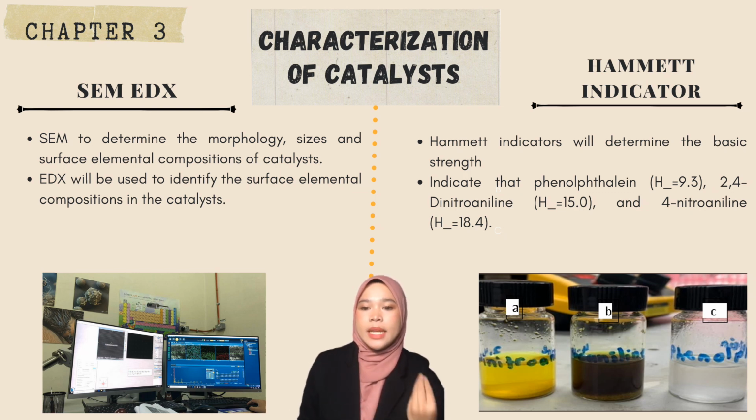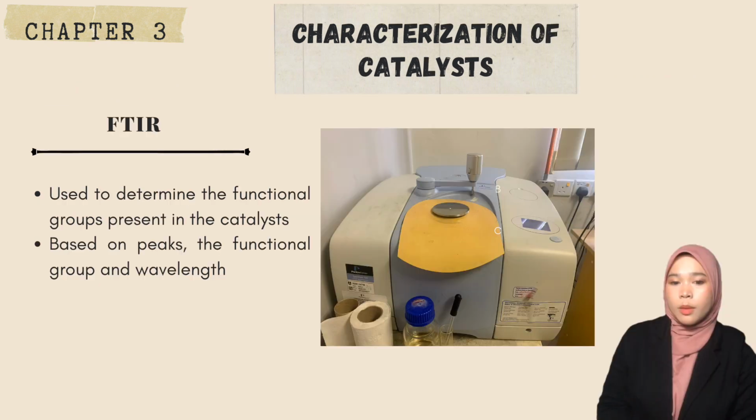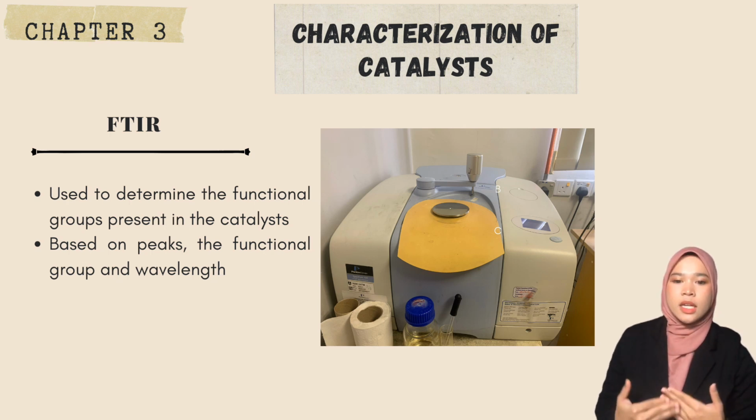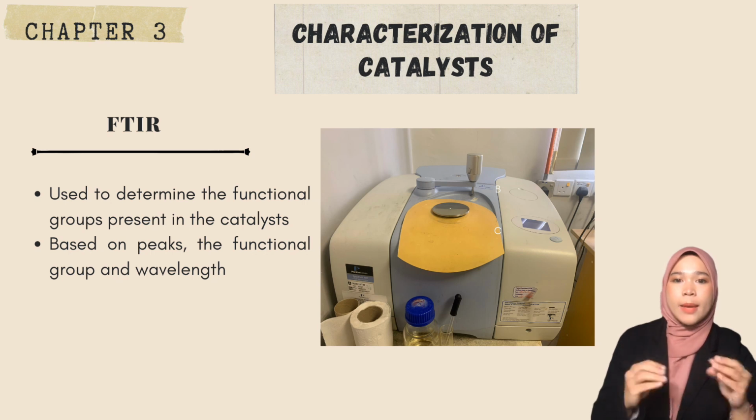Next is the Hammett indicator. Hammett indicator is used to determine the basic strength, using indicators phenolphthalein, 2,4-dinitroaniline, and the last one is 4-nitroaniline. Furthermore, FTIR is used to determine the functional group present in the catalyst. Based on the peak, the functional group and the wavelength can be identified.